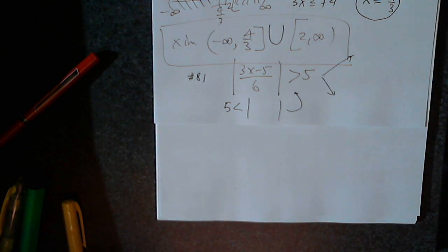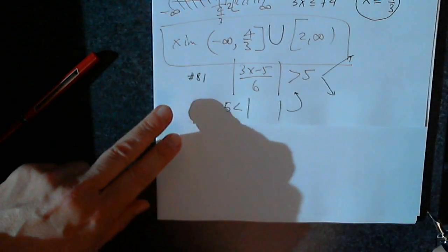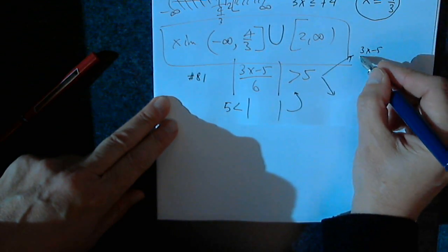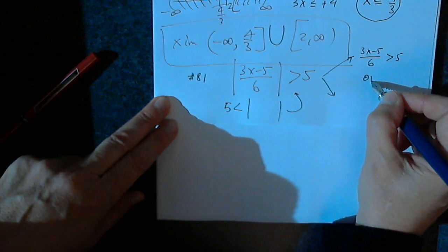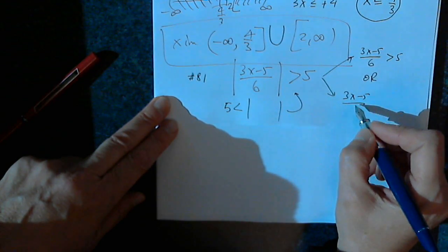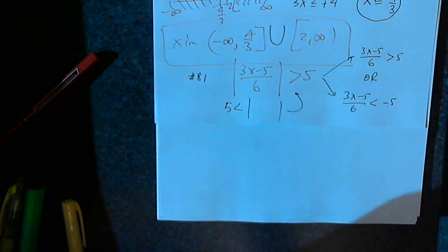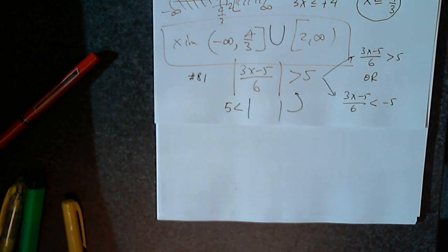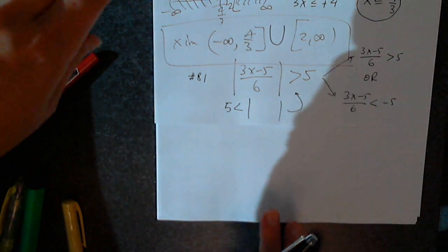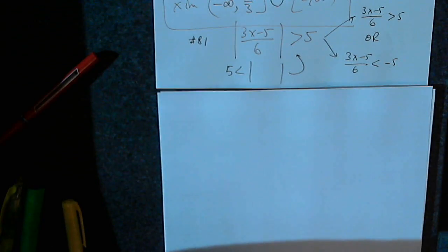So then, what are the options here? It would be (3x - 5)/6 is greater than 5, and then (3x - 5)/6 is less than -5. Exactly. So it's nothing in between. The in between is always easier because they can be solved together.